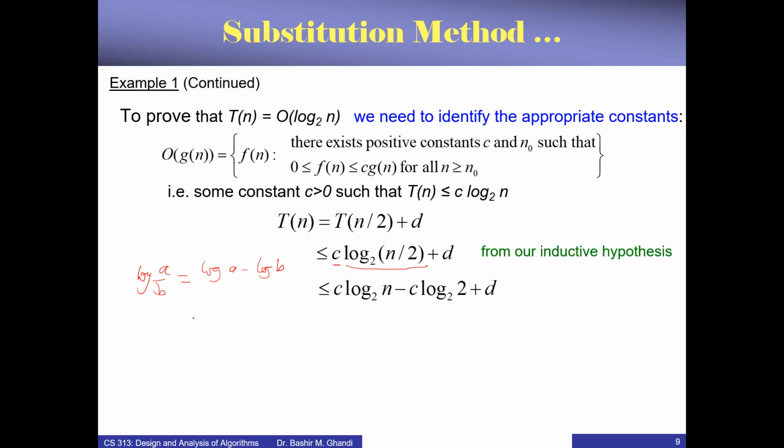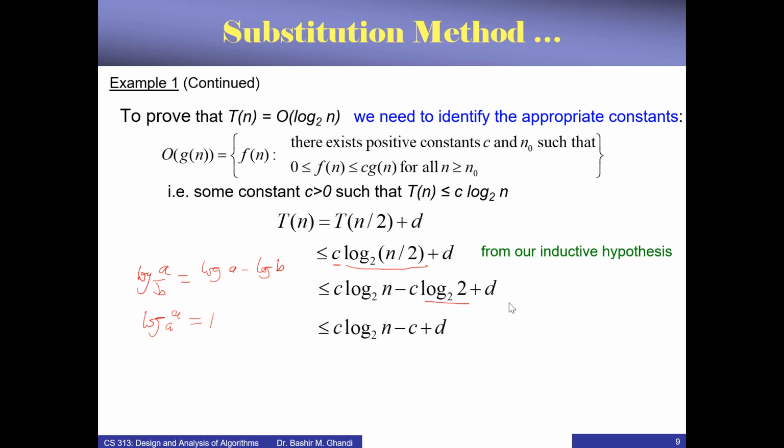But we also know that log of a to base a is always 1. Therefore, this is actually 1. So we can say this is c log of n to base 2 minus c plus d. Now, if you notice, this is actually what we want. We want our Tn to be less than or equal to c log of n. Because if it is that, then by definition of big O, our Tn is actually going to be log of n to base 2. But the question is, we still have these two terms, minus c plus d.